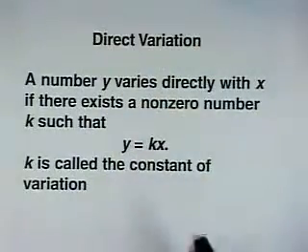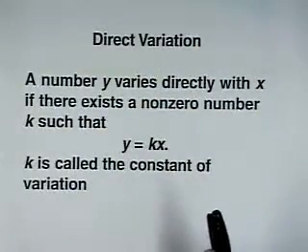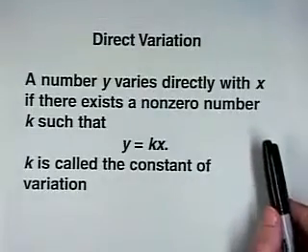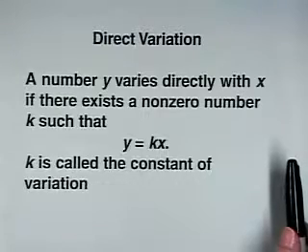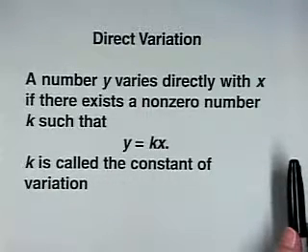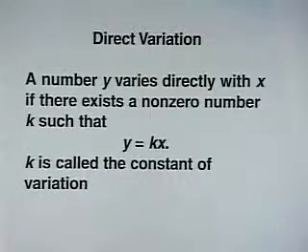Direct variation gives us the following situation. A number y varies directly with x if there exists a non-zero number k such that y equals k times x. K is called the constant of variation. Let's see how this plays out by looking at the following example.